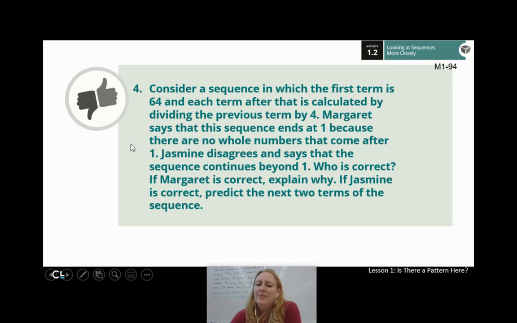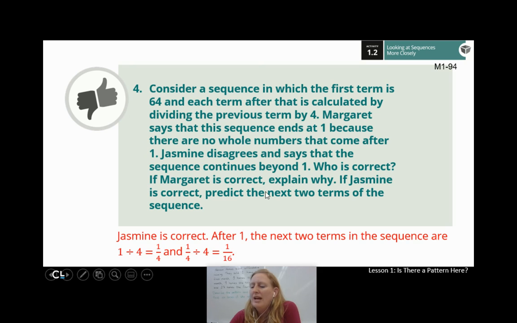So, guys, I hate to break it to you, but Jasmine is correct. Jasmine's right, because you can divide. It didn't say it had to be a whole number. You can keep going after 1. You can divide 1 by 4. 1 divided by 4 is 1/4. 1/4 divided by 4 is 1/16. So Jasmine was right, and the next terms are 1/4 and 1/16. Wasn't done yet. Still more to go.